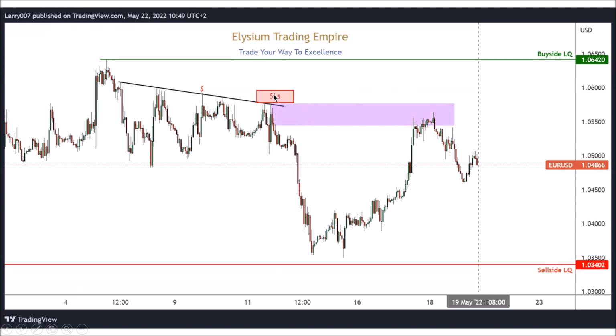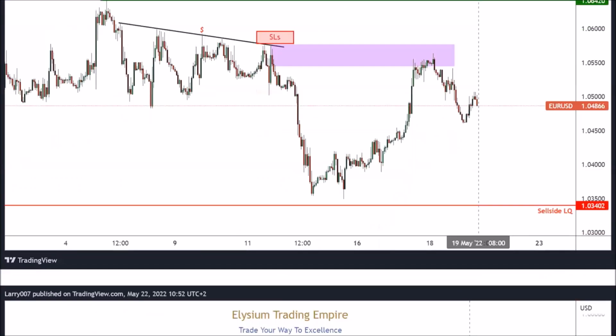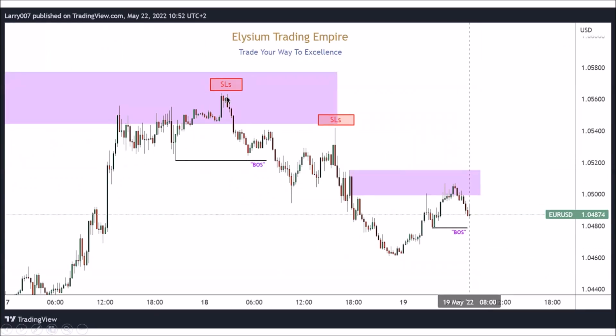Now, second point, again, we need to induce more people. We need to induce more people to sell and therefore create more liquidity above this point. Therefore, we need to make a breakout structure. Here we go. On the 15-minute chart, you see we have this breakout structure.